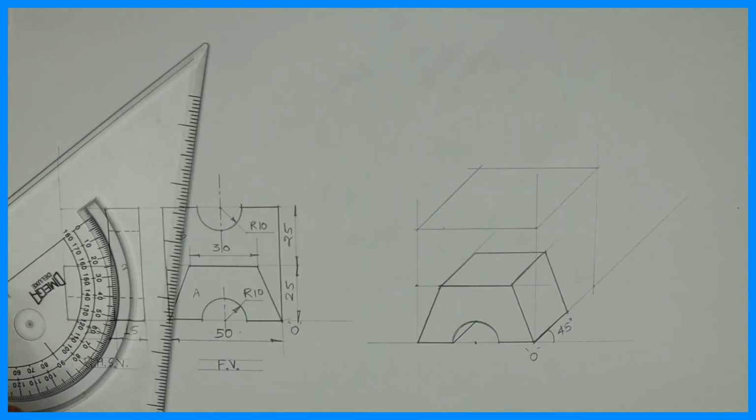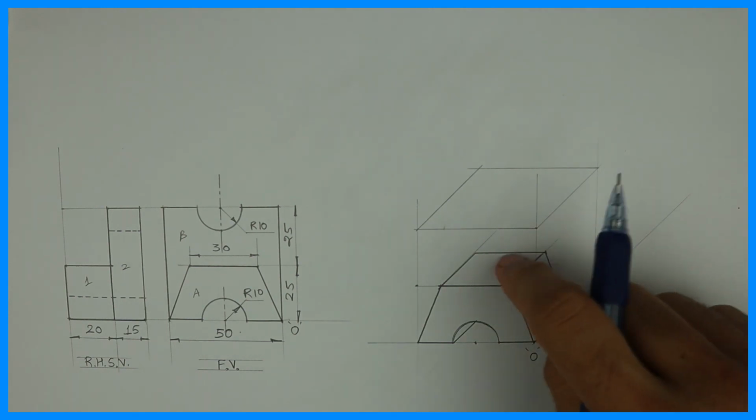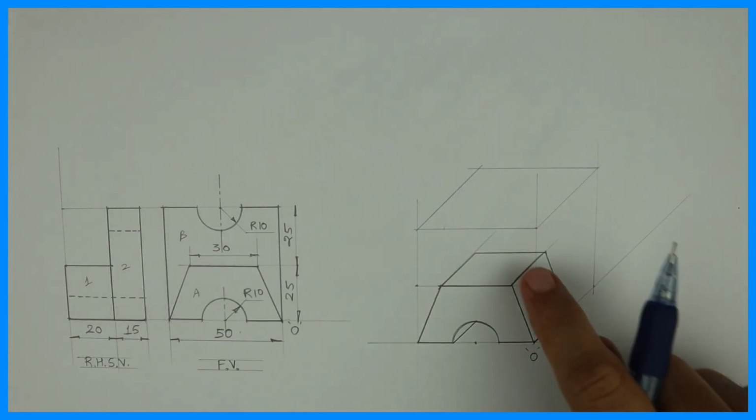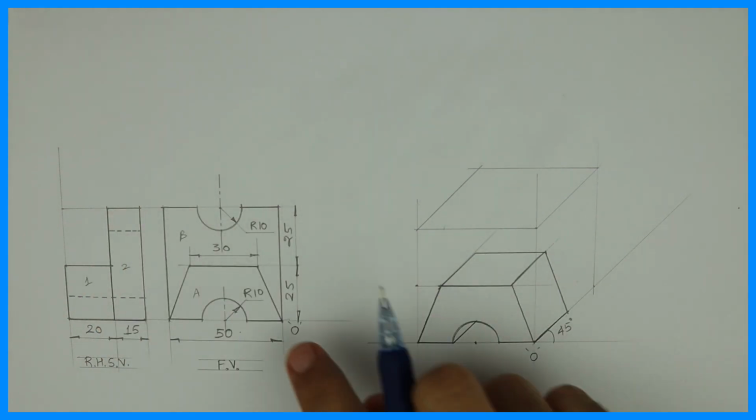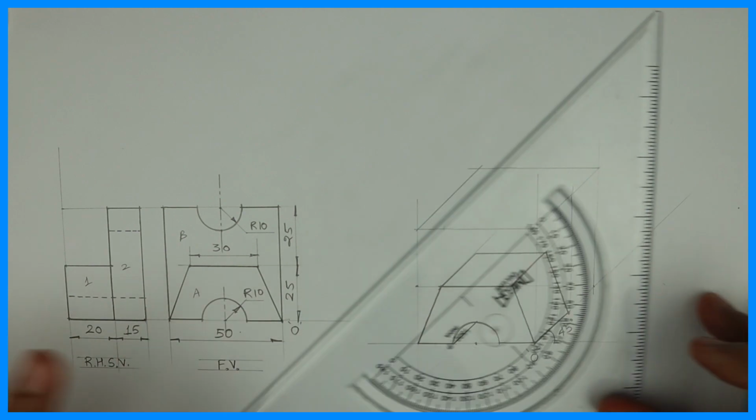So we are done with this part A. Then we need to draw part B, right? This is part 1 is also done. Part B, which is part 2 in side view. So for that we'll take this vertical line.